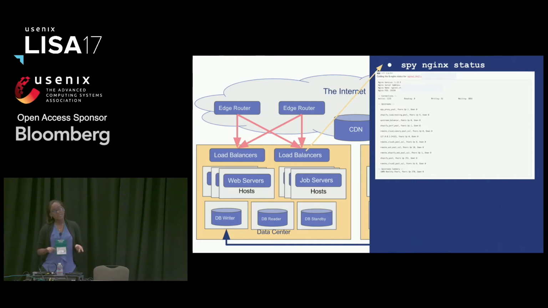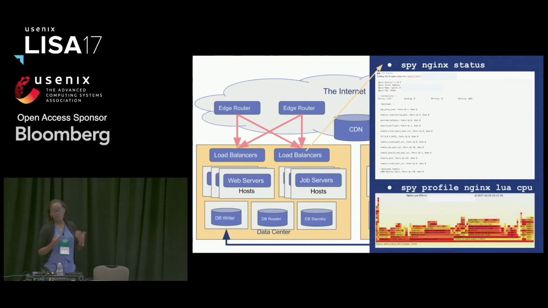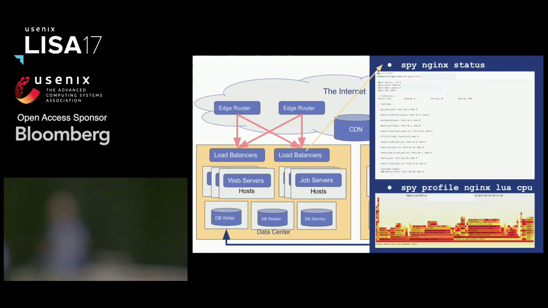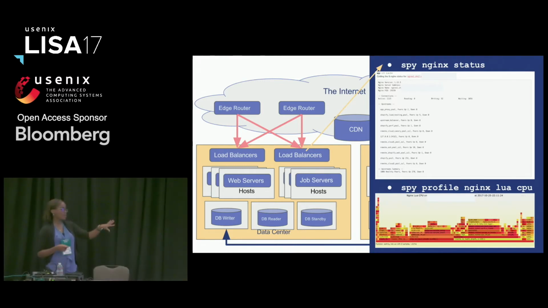So one of the things that we usually want to do is profile this Lua code that runs in our load balancers. And this is a pretty handy command to do that. We can just run spy profile nginx Lua, and then specify the mode, and this will actually print out a flame graph and show where the time is spent for each call.